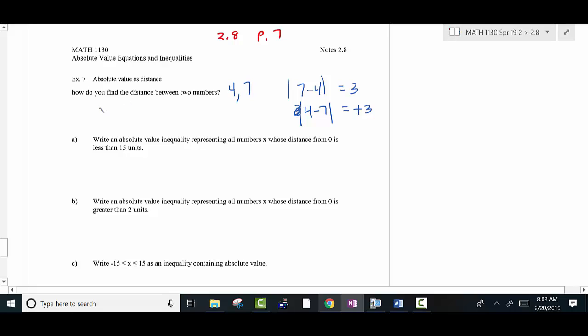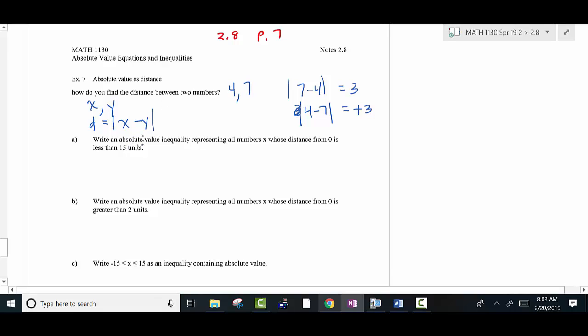So in general, if you had x and y, just two numbers, then the distance is the absolute value of x minus y. It doesn't matter what order you subtract them in because you're going to take the absolute value anyway. So that's what a distance between two numbers is.